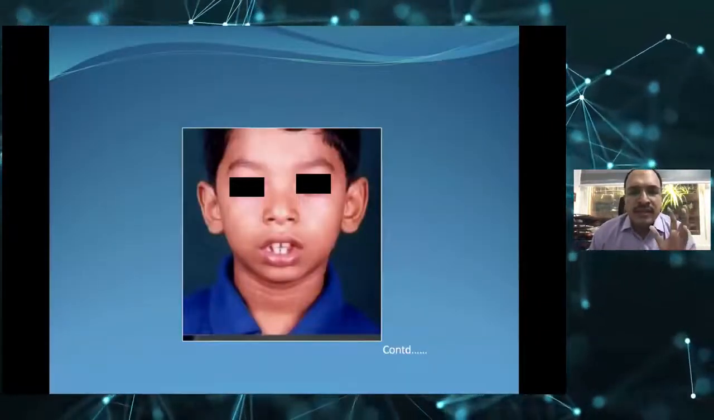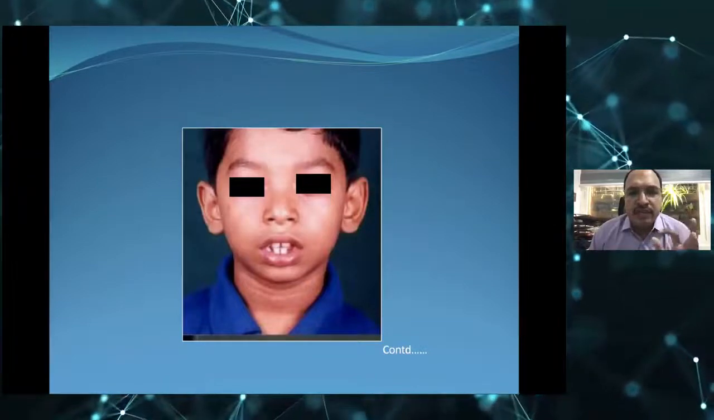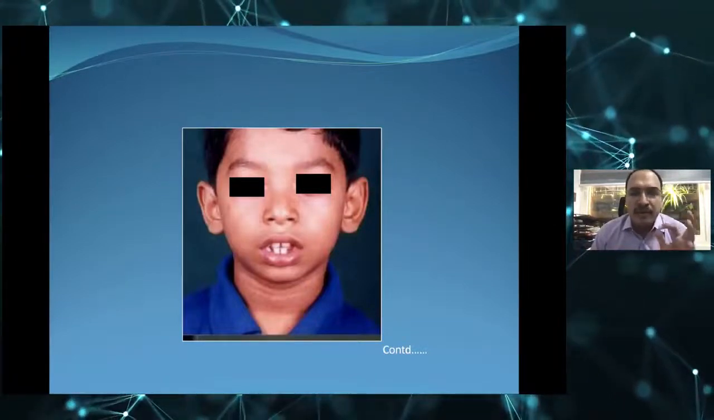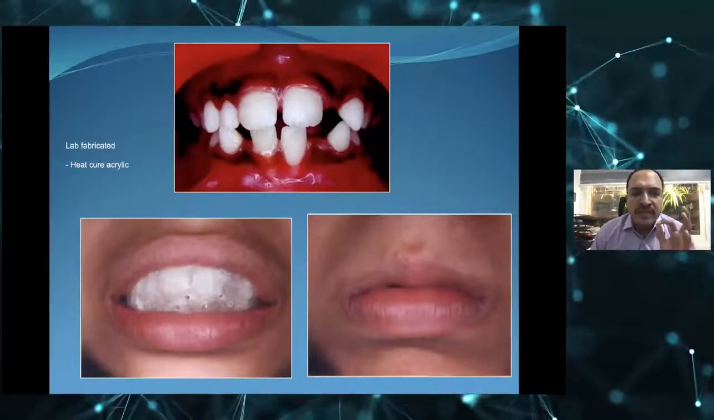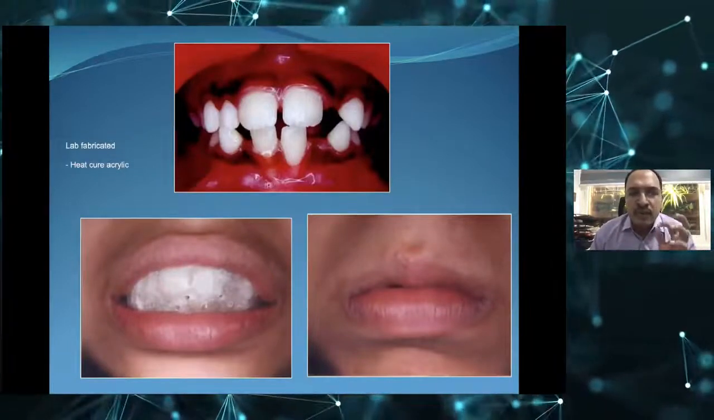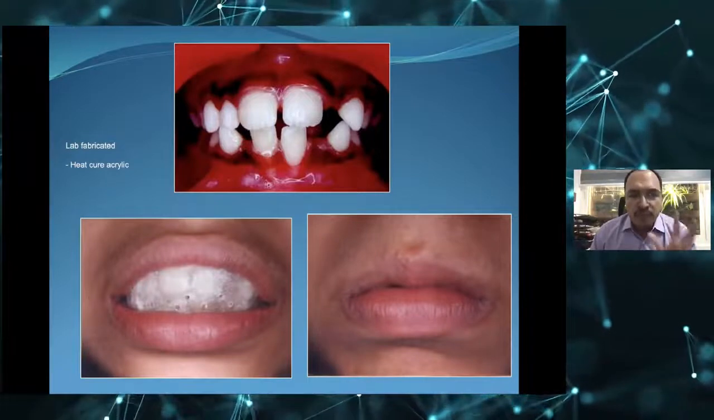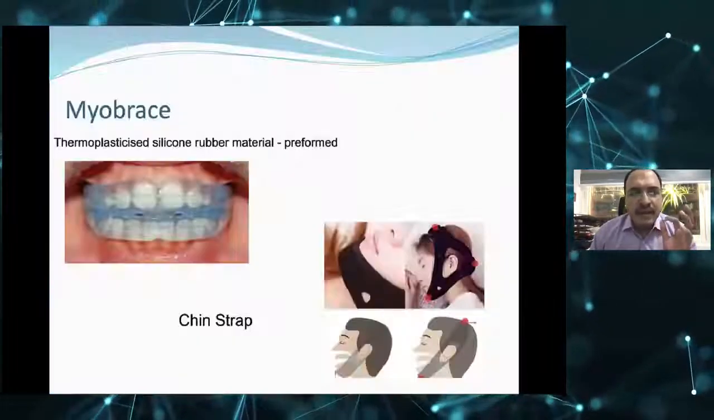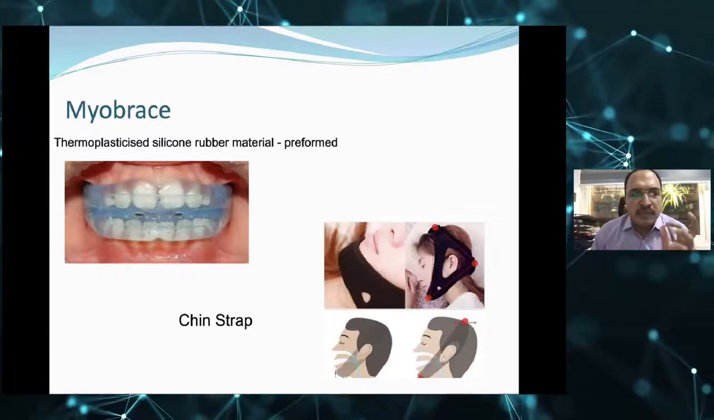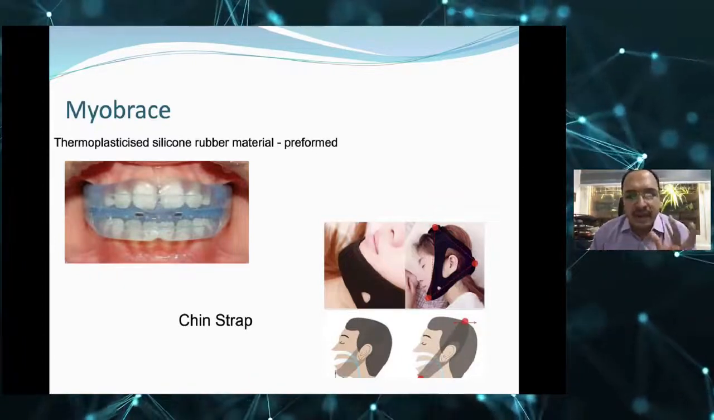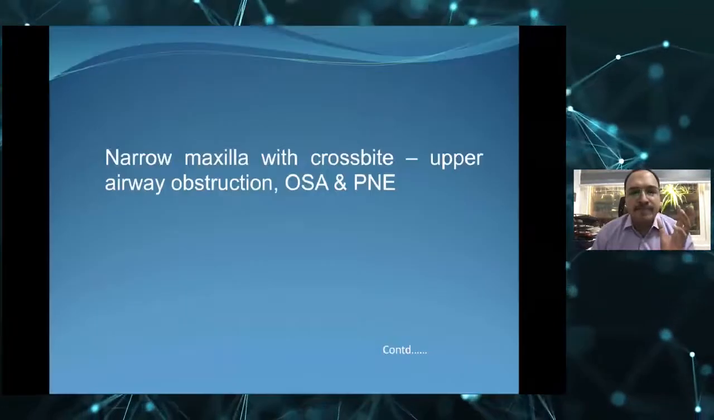So this is a characteristic adenoid face: a convex profile, incompetent lips, open bite. In these kinds of situations, we give a routine oral screen, which is a removable appliance, to correct the habitual component of mouth breathing. There are some better options available, like a Myobrace, which is a thermoplastic silicone material, or we can try chin straps and similar things.